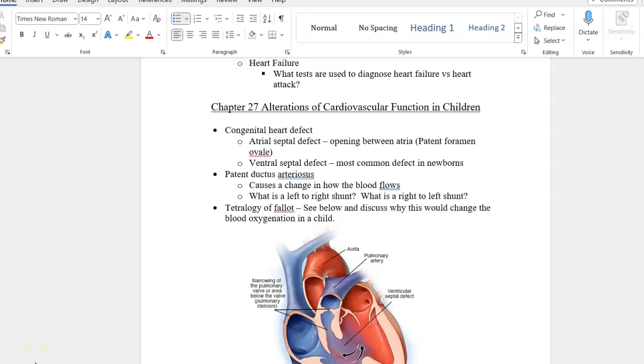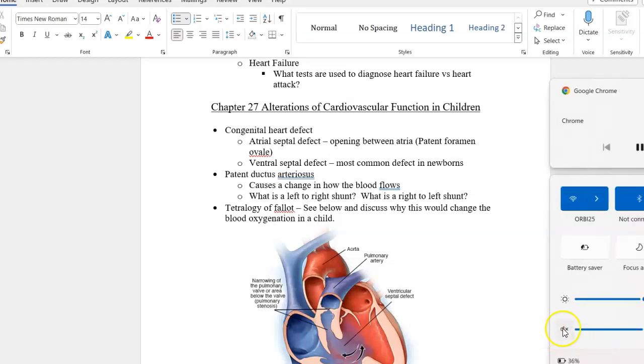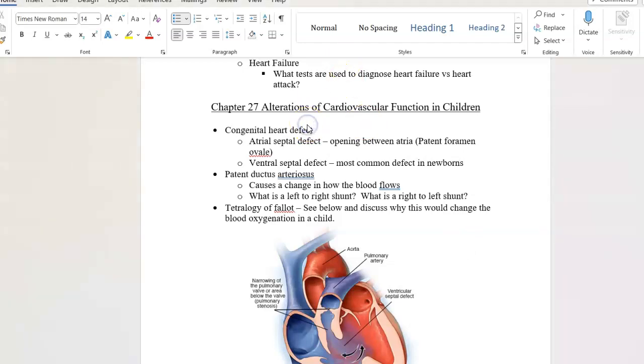All right, we are at part 2 of exam 2 review. Let's take a look here. Okay, alterations of cardiovascular function in children. So generally, we're looking at some sort of congenital issue that they are born with.